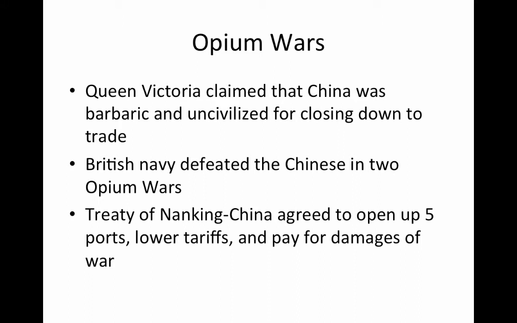But one of the big things that was forgotten in this discussion was why they were closing down to trade, because of drugs. The British Navy was then used to defeat the Chinese in two major opium wars, and this ended with the Treaty of Nanking. In the Treaty of Nanking, China agreed to open up 5 ports, lower tariffs, and pay for damages of the war.